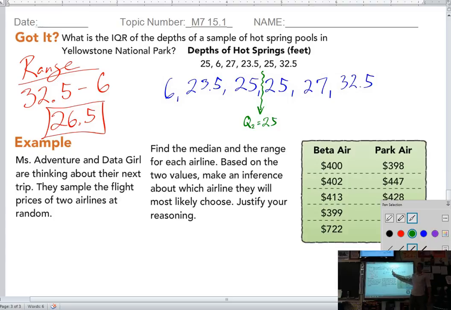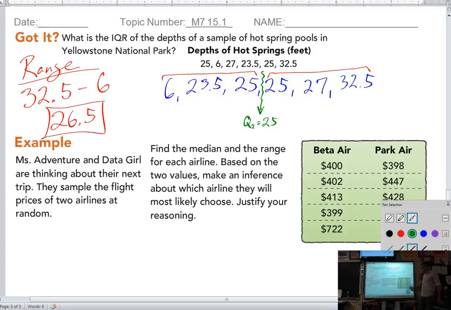So my lower half has 3 numbers. My upper half has 3 numbers. I find the middles again. So Katie, now I want to find the middle of my lower half. What's the middle of my lower half? So my lower half is now these 3. My upper half is now these 3.